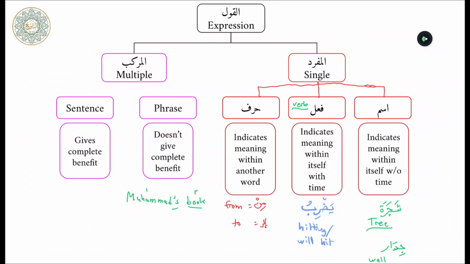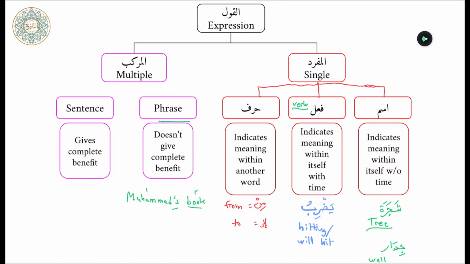However, if I went to someone and I said Muhammad's book, okay, what about Muhammad's book? Is it lost? Is it stolen? Is it filled with knowledge? You haven't given me any information regarding Muhammad's book. So this structure, Muhammad's book, gives you a degree of benefit because you learned that Muhammad owns a book, but what happened to Muhammad's book? What is the quality of Muhammad's book? Is Muhammad's book in front of you? Is it lost? Is it found? Is it stolen? You have not yet given any information.